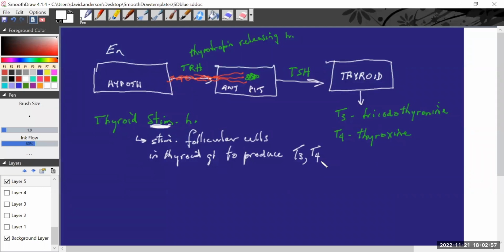So it's going to promote growth and development of the thyroid gland. If you get a lot of TSH, it might make the thyroid gland grow big, which would be a goiter. There's another way to get a goiter, because of a deficiency, a different mechanism, but the gland is getting bigger in either case.